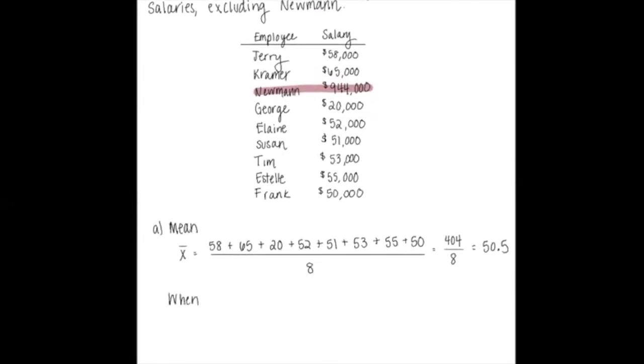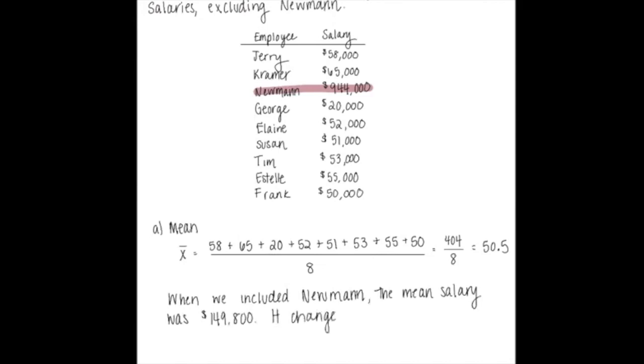So when we included Newman, the mean salary was $149,800. It changes drastically when we exclude him, to $50,500, which is much better at really talking about the average employee.